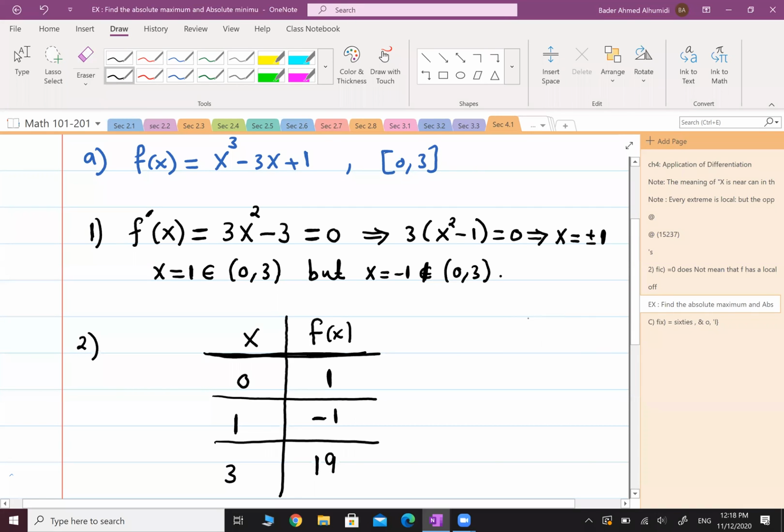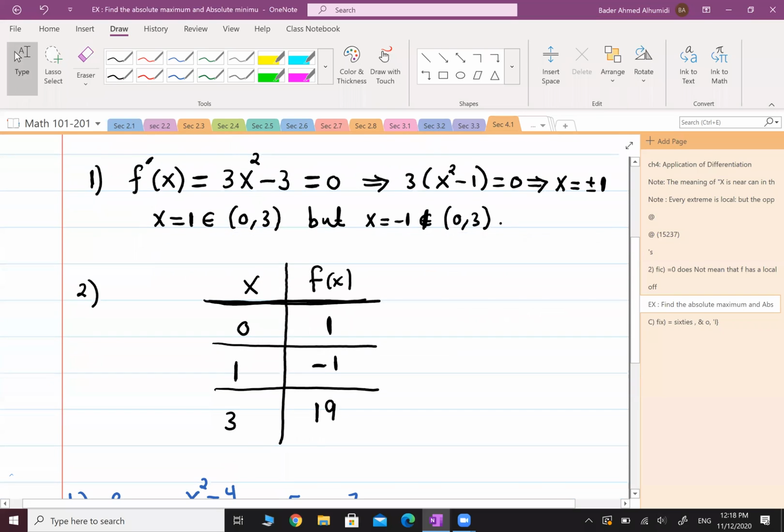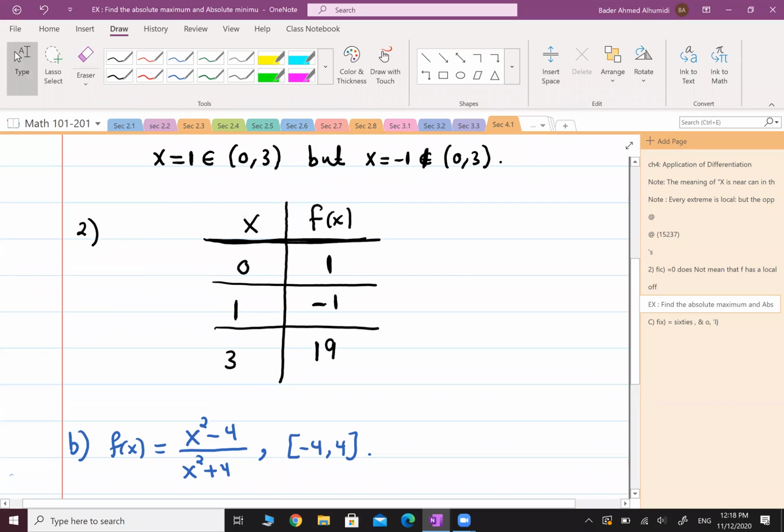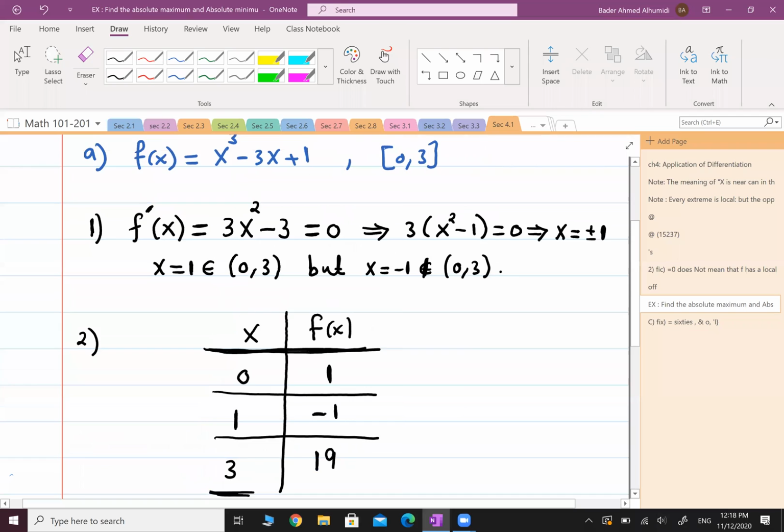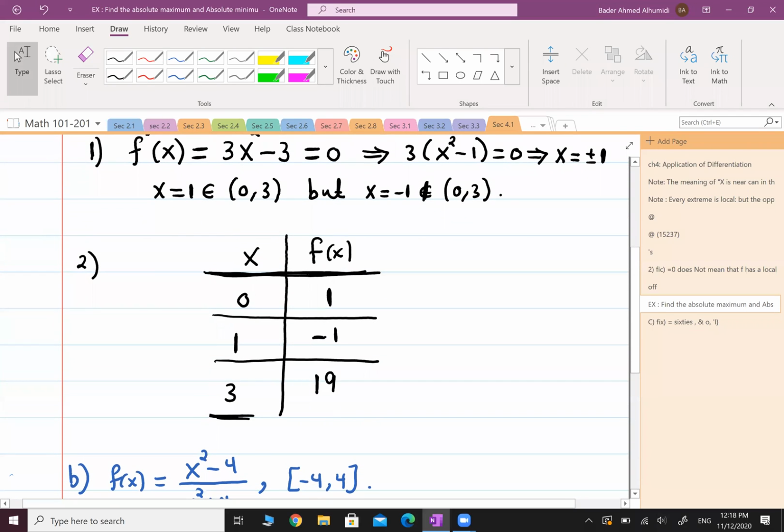Now, who can tell me what is the absolute maximum? What is the absolute minimum? f of 3 is the maximum, and f of 1 is the minimum. Some students make mistakes and say this 3 is the maximum. This is not the maximum. Why? Because 3 is at the endpoint. No, absolute maximum, I mean. We are looking for absolute now, not local. We are looking for absolute maximum.